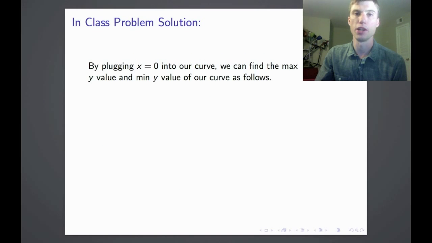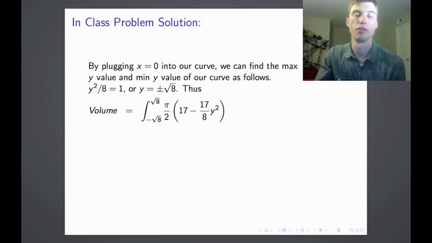So we need to figure out what the bounds of integration are. We have cross-sectional area. Remember that the generalized slicing method said that we could find volume by integrating over the bounds of the region the cross-sectional area. So we want to figure out what are the max and min y values of the base. So we do this by plugging in x equals 0 to the curve, and we find that the max y value is the square root of 8 and the min y value is negative square root of 8. So our volume is the integral from negative square root of 8 to the square root of 8 of pi over 2 times 17 minus 17 over 8 y squared dy.